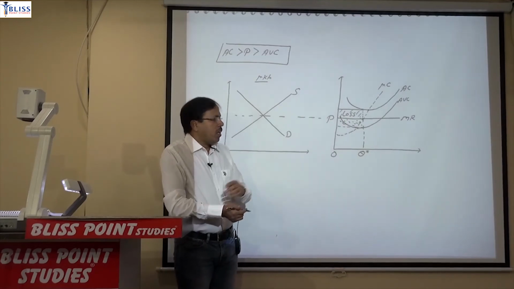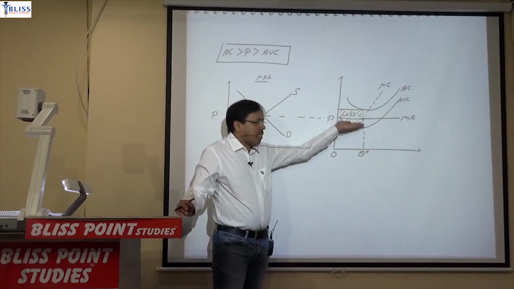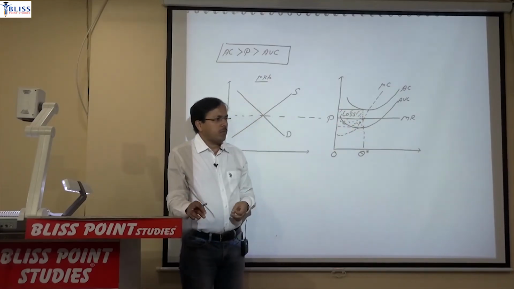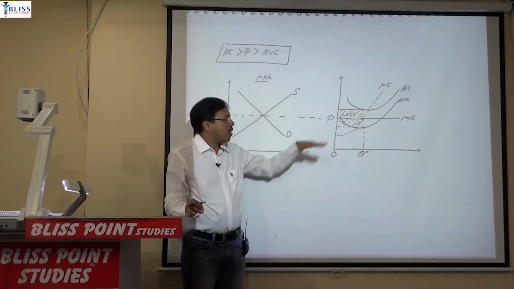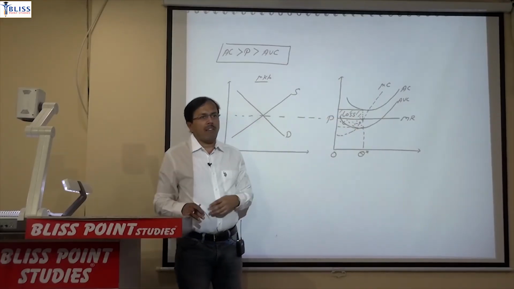ठीक है. अगर ये एवरेज कॉस्ट की लाइन ऊपर शिफ्ट हो जाए तो, या प्राइस की लाइन नीचे शिफ्ट हो जाए तो, अगर ये प्राइस नीचे आ जाए या एवरेज वेरिएबल कॉस्ट ऊपर शिफ्ट हो जाए, which area will reduce?